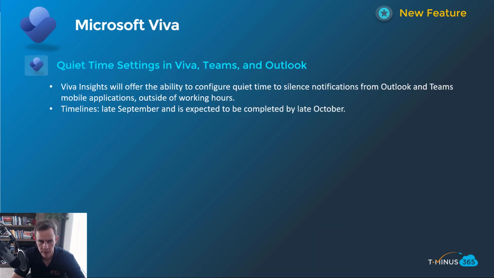Shifting into Microsoft Viva here, the only one I wanted to touch on is this quiet time setting in Viva, Teams, and Outlook. It's giving users the ability to silence notifications outside of their working hours, giving the ability to enhance work-life balance. Still be interesting to see how this is adopted and how much it does actually help, but it'll be out here late September and be complete by late October.